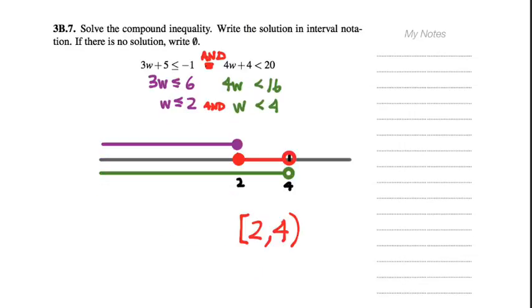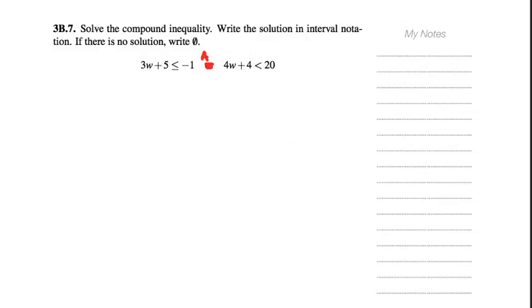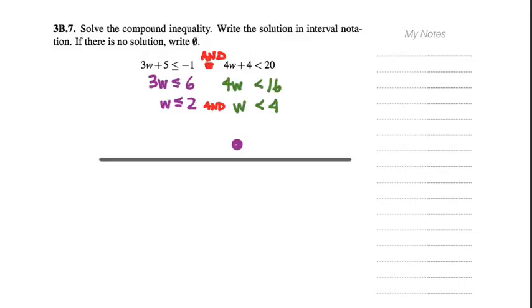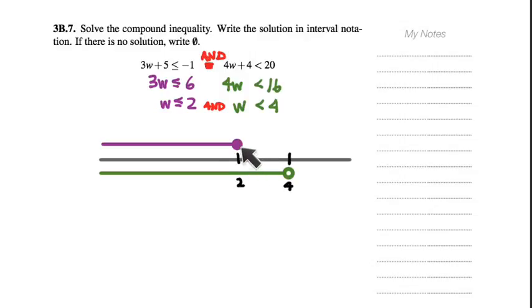And finally, for 3b7, solve each of the two inequalities separately, as usual, using the standard old reverse order of operations. Then sketch each of these two on a number line, in which case we would get something that looks like this. So the purple set, w less than or equal to 2, starting at 2, fill in the circle, go to the left. W greater than 4, start at 4, open circle because less than, and then fill that to the left.